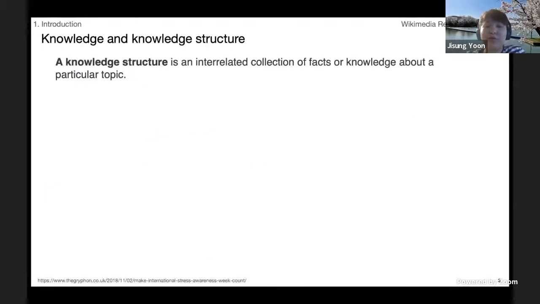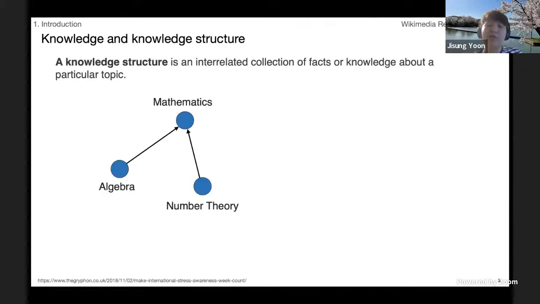Knowledge structure is another, more complex concept of knowledge. Knowledge structure is the relation between the knowledge about particular topics. We can think of a simple example: mathematics includes algebra, and number theory belongs to mathematics. We can think of this kind of hierarchical concept between pieces of knowledge, and we can encode it with a network. In this network, each node is a knowledge concept, and a link between two concepts is a hierarchical relation between the two concepts.